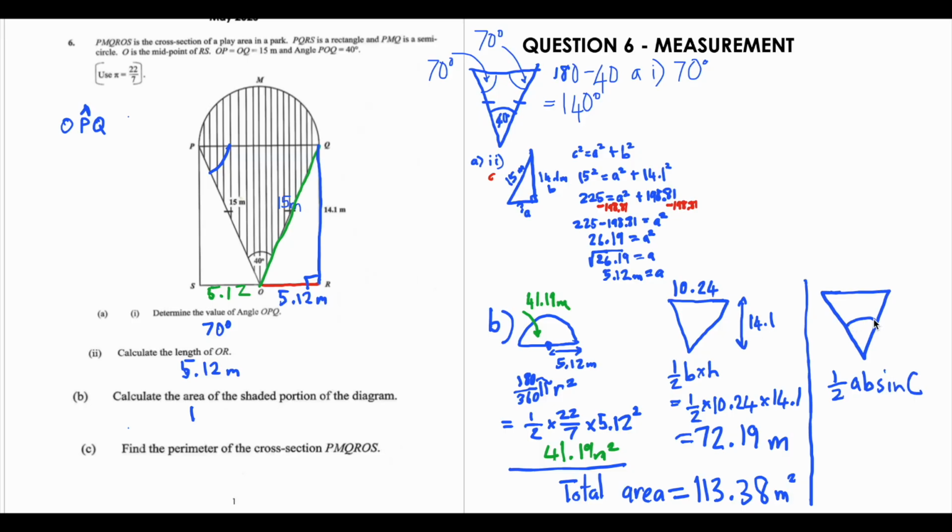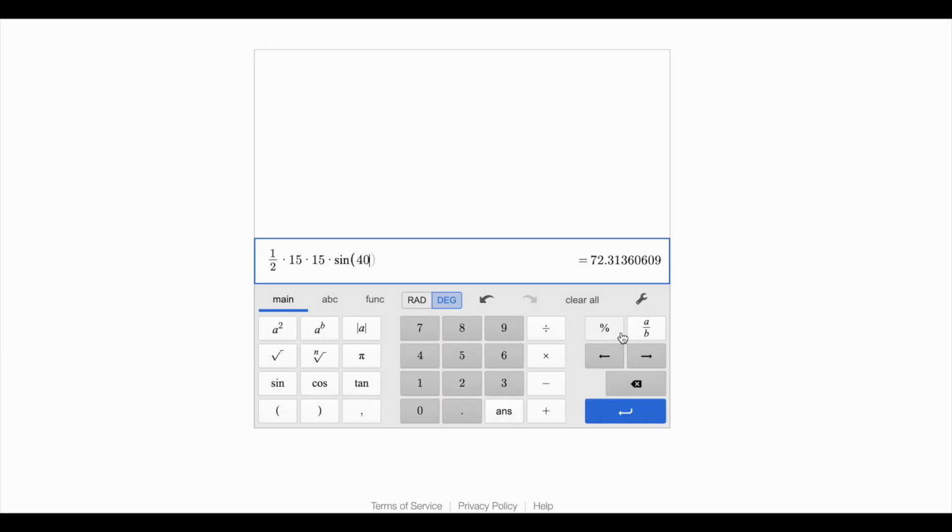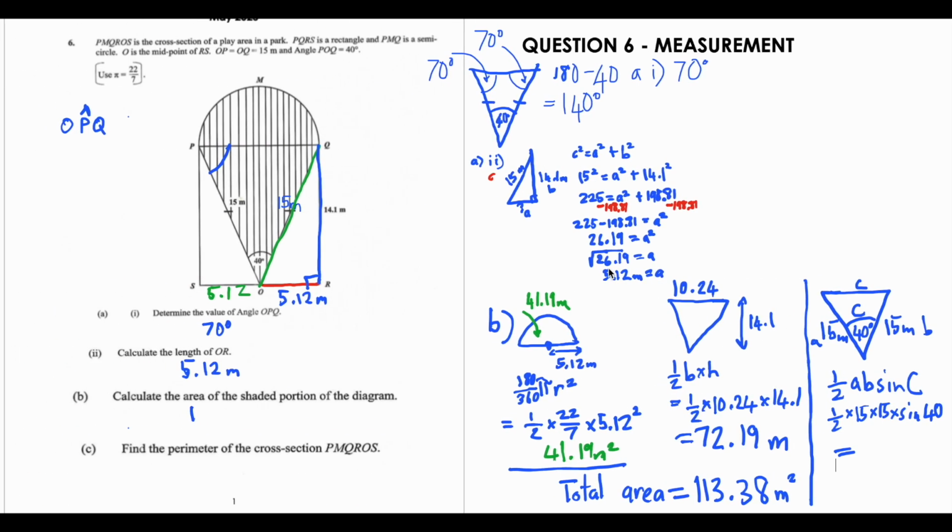So the angle in here is 40. The length here is 15 meters, and here is also 15 meters. So this C is a capital C, and here's a common C. So that means here has to be A, this has to be B. So then we'll have half times 15 times 15 times sine 40. And once we work that out, we get 72.31. So that would have been the alternate way of getting the area of this.